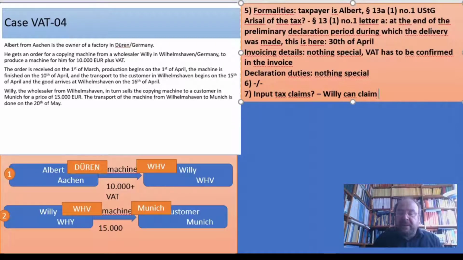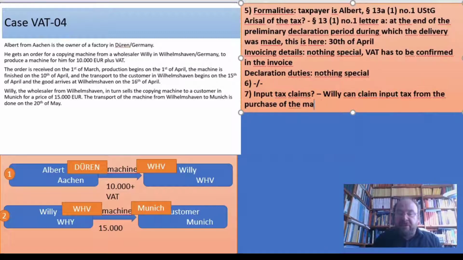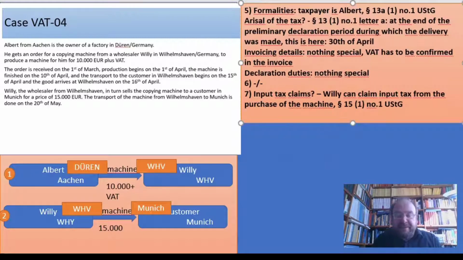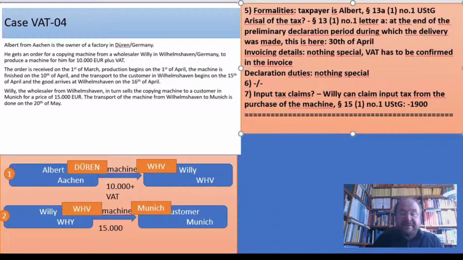Willie can claim input tax from the purchase of the machine under paragraph 15.1, number 1 UStG. Have a look at it. That says you have a right to input tax declaration if you buy something for your enterprise activities, and Willie buys it in order to resell it. So that seems to be convincing. So Willie can claim 1,900 at the moment when the good has been bought. By the way, even before the invoice is paid.